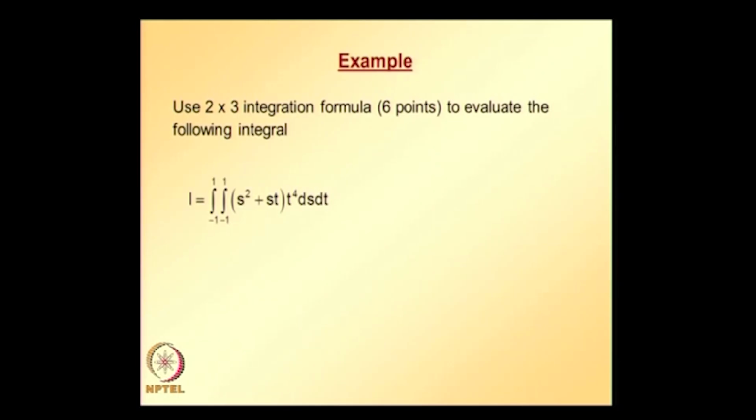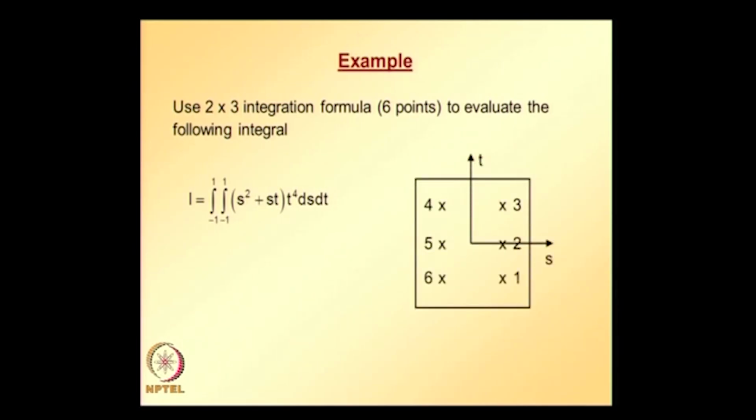Similarly, the order of the integrand along the t direction is 5, so 2n minus 1 is equal to 5, so n is equal to 3. So we need to use 2 integration points along the s direction and 3 integration points along the t direction to evaluate this integral accurately. That is what is suggested.